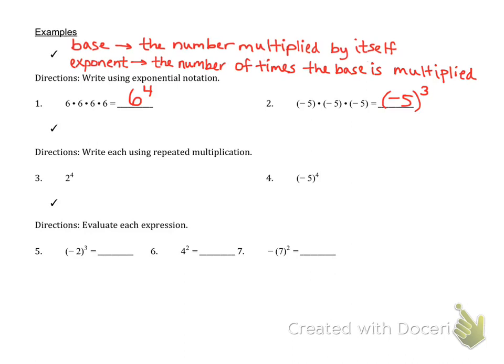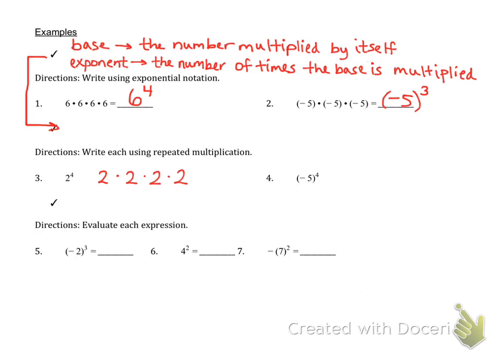Okay, let's look at number 3 and 4. The directions say write each using repeated multiplication. These are actually going to use the same rules as the first two examples, so we're just doing the opposite this time. Number 3 is 2 to the 4th, so that means I'm taking the number 2, which is my base number, and I'm going to multiply it by itself 4 times because the exponent says multiply by itself 4 times. So 2 times 2 times 2 times 2.